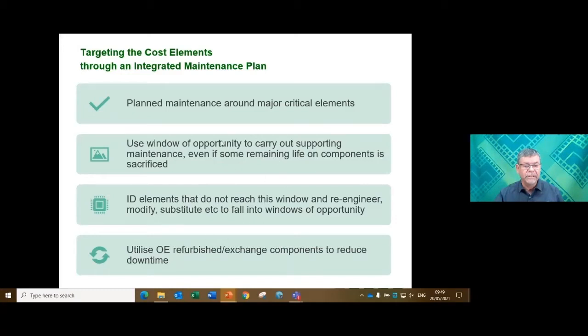As life will tell us, you will normally find that there are elements on that plant that don't fit into these windows that are dictated by the primary elements. And then there are opportunities there to optimize by re-engineering some of the components, modifying them, substituting them with better or alternative products to make sure that you reduce the number of unplanned events.